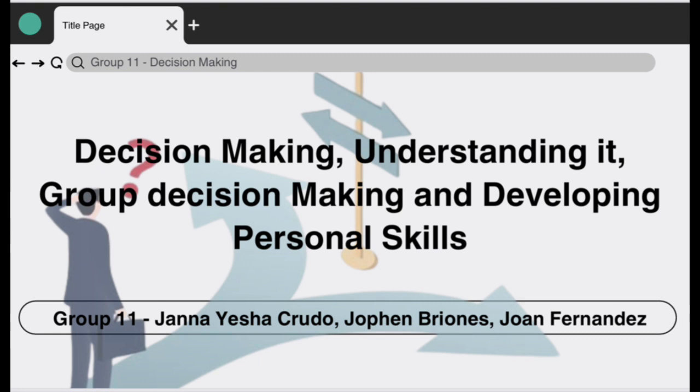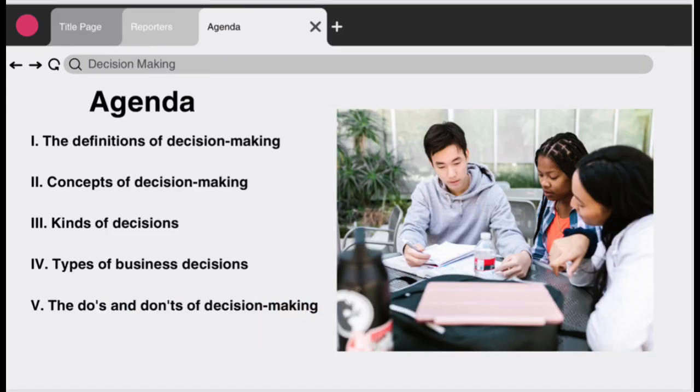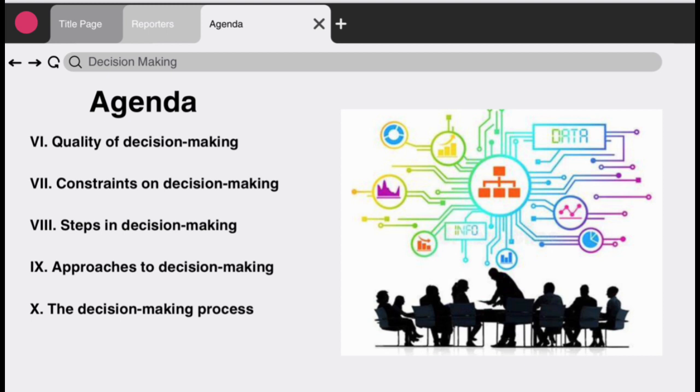and developing personal skills. So, our agenda for this morning is the definitions of decision making, concepts of decision making, kinds of decision making, types of business decisions, the do's and don'ts of decision making, quality of decision making, constraints of the decision making, steps into decision making, approaches to decision making, and the decision making process.